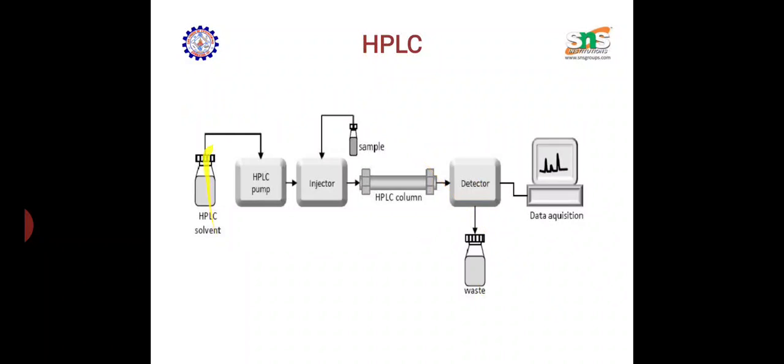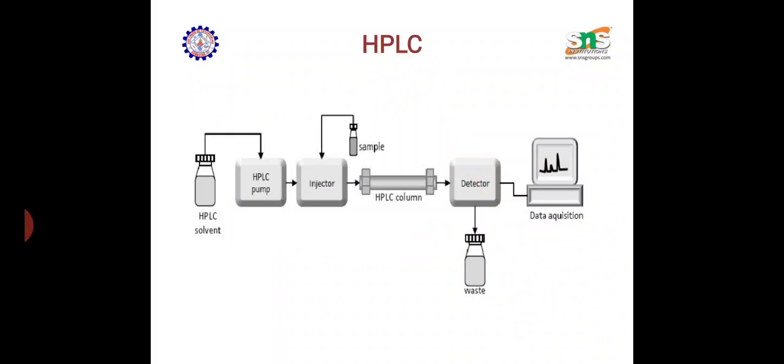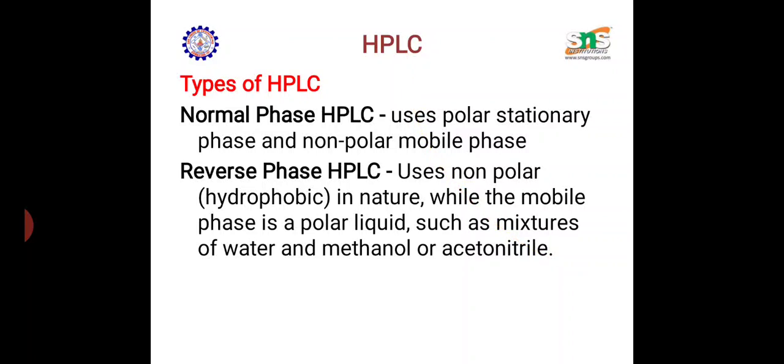So this is the express solvent. The HPLC pump is here. Sample is injected from here. So the solvent and sample, combined together, pass through the HPLC column. Here the separation takes place. The separated components reach a detector and we will get a graph. The waste materials are collected here.